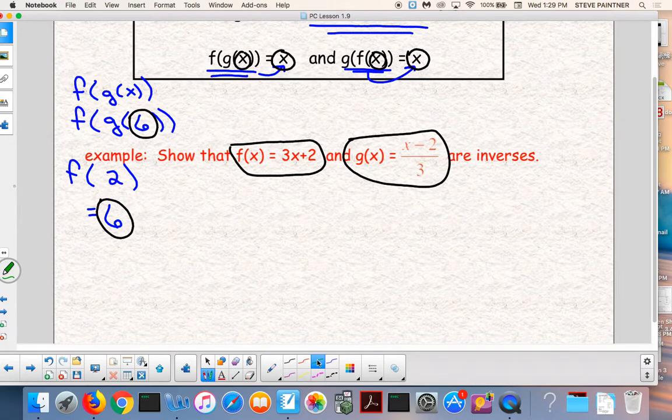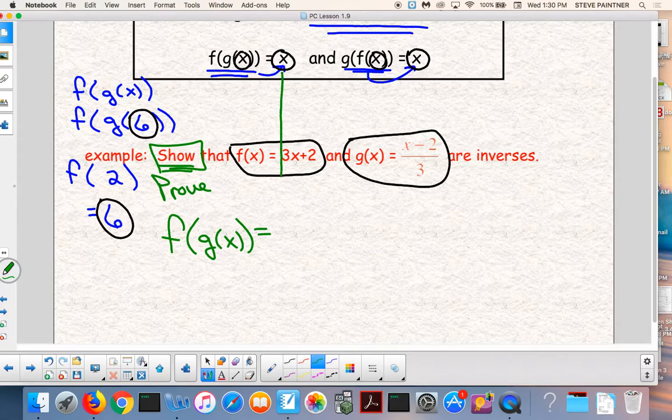All right, you ready? Let's do the work. This is proving. Show means to prove that they are inverses. The only way to prove it is to do this. And you should know you're going to get what? You're going to get X. Here we go. This is yesterday's lesson. F of G of X is the same as F of, what is G of X? Yeah, it's right there. X minus 2 over what? 3.